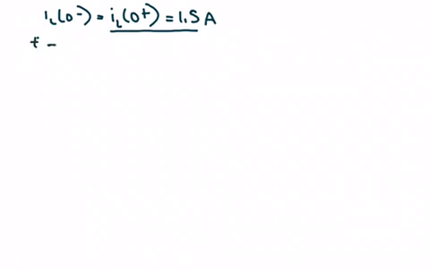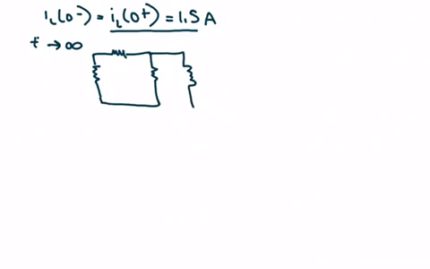Okay, so now we want to look at as t approaches infinity. All right, so now the switch is open, so the left-hand side is not connected to the rest of the circuit. Okay, so our IL is not going to have any current flowing through it. So we can say IL at infinity is 0.